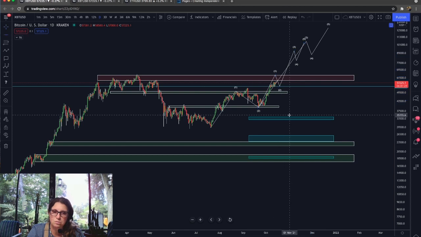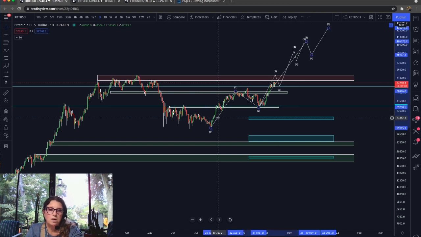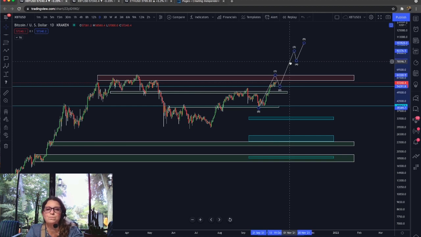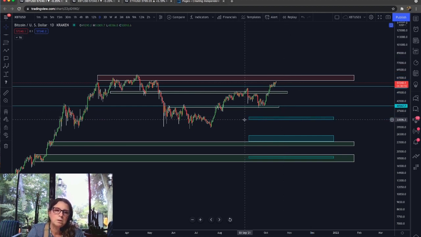So breaking under 40,560 on log scale would invalidate this mega bull count going to the upside now. We have to hold that line there. What else could be going on? This has gone too high now to be able to call this an A, and this is a B, and then we're coming down for C.